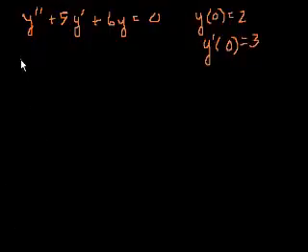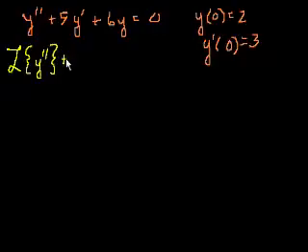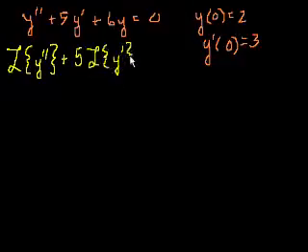Now, to use a Laplace transform here, we essentially just take the Laplace transform of both sides of this equation. So we get the Laplace transform of y, the second derivative, plus the Laplace transform of 5 times y prime, but that's the same thing as 5 times the Laplace transform of y prime, plus 6 times the Laplace transform of y.